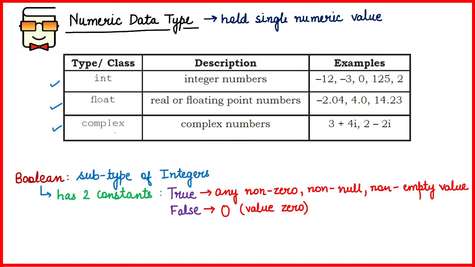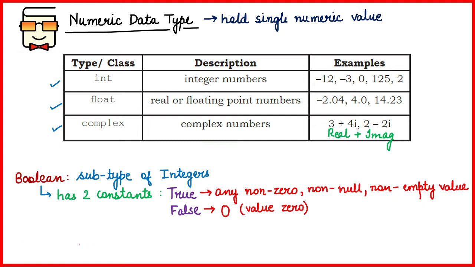And complex numbers are the ones that have a real part as well as an imaginary part. So real plus imaginary part, and the imaginary part is denoted by iota. Now one thing you must remember about the numeric data type is that it is a single valued data type. That means whenever I talk about an int or a float or a complex data type, any variable that belongs to any of these three classes will have a single value.